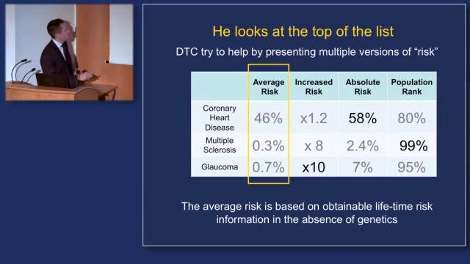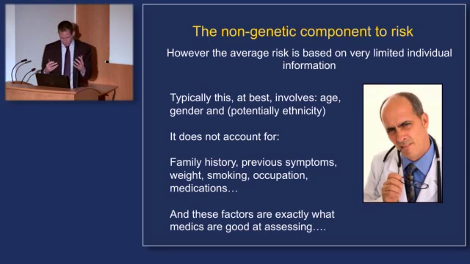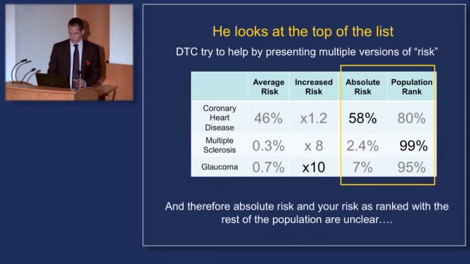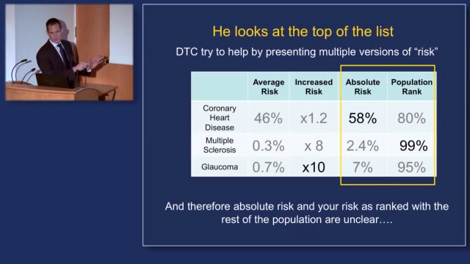But what they definitely do get wrong, from a clinical perspective, is the individual's original risk. Typically these companies will only use gender and age to assess an individual's lifetime risk before they did the genetic test. And of course, what we know is that their real risk before they did the genetic test depends on all sorts of things that haven't been accounted for here: family history, previous symptoms, lifestyle factors, weight, smoking, occupation, and so on. These are exactly the sort of factors that medics are able to use to assess individuals' risks. So that means this absolute risk and this population risk aren't really right, because although the genetics is right, this bit isn't right in the first place.